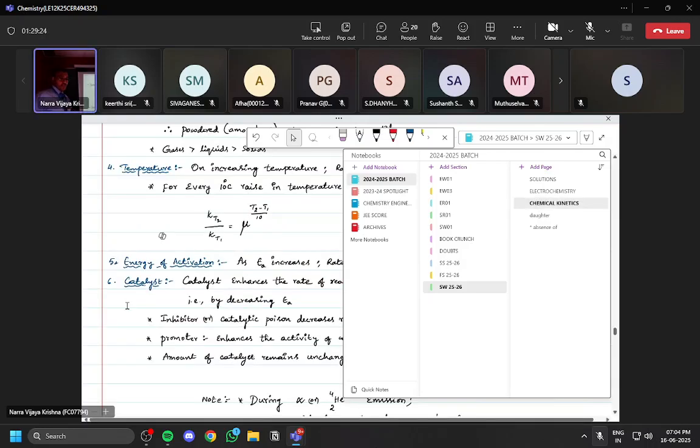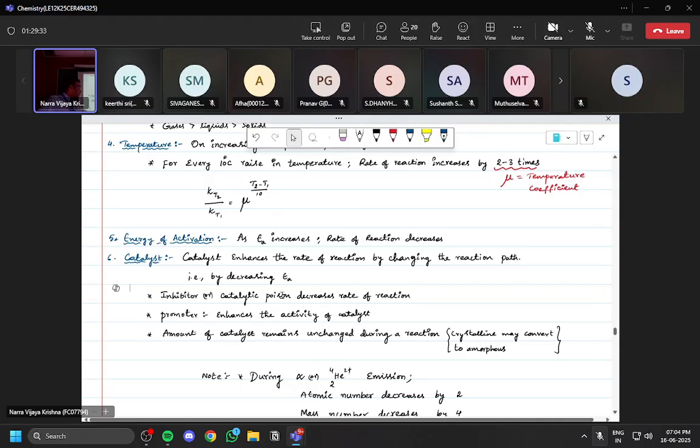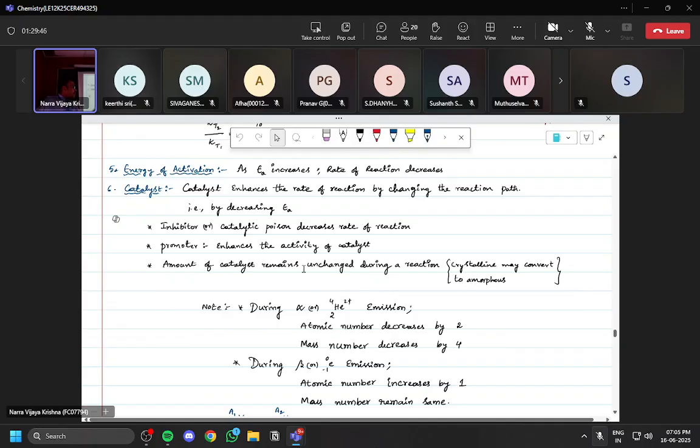What they have given? A catalyst enhances the rate of reaction by changing the reaction path, that is, by decreasing the energy of activation. An inhibitor or catalytic poison decreases the rate of reaction, which means it increases the energy of activation. A promoter enhances the activity of the catalyst. The amount of catalyst remains unchanged during a reaction.